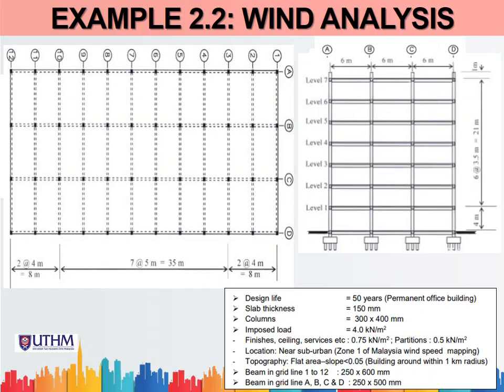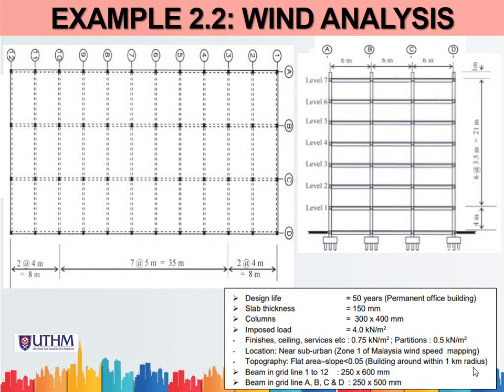Okay, so this is the problem. The frame plan layout is given here. The location for this frame is near suburban zone 1, directly mentioned here as zone 1 of the Malaysia wind speed mapping. The topography is a flat area, slope less than 0.05, and the buildings around are within a 1 kilometer radius.